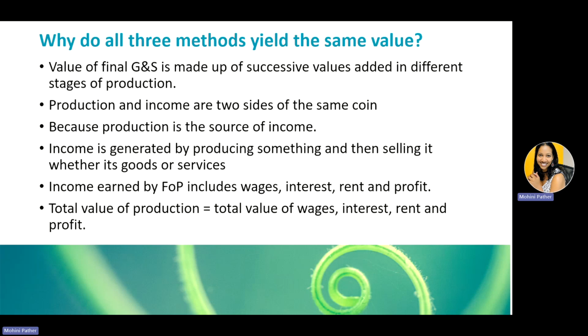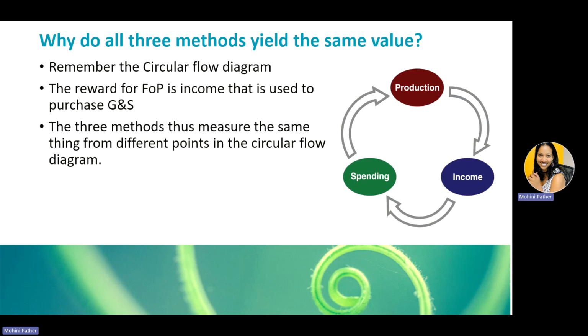So why do we use three different methods to get the same value? Well, it's very important that you understand that production and income are two sides of the same coin, because production is the source of income. If we don't produce, there is no income. Income earned by factors of production are always going to be included in production, so they are interweaved with one another. And because of the circular flow, we expect each of these different values to yield the same value.